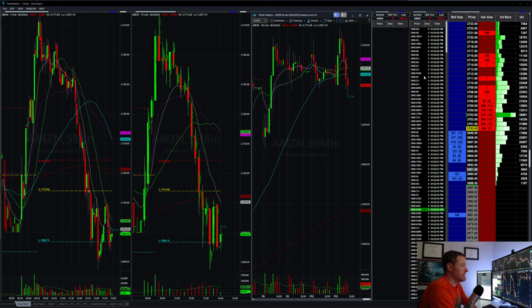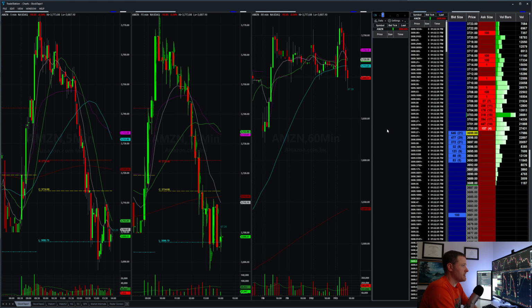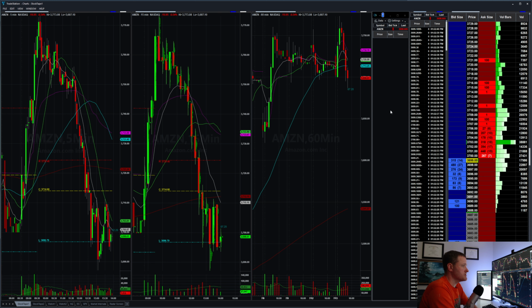Then, of course, you have your time and sales, pretty much very traditional there. This one is set up so it shows us larger orders. So obviously there's no really big orders coming through, but if a big order comes through here, it will highlight whether it came through at the ask, above the ask, at the bid, or below the bid. And that can be useful, because if you see a lot of large size orders coming through below the bid or at the bid, that's going to be putting a lot of selling pressure on the stock.